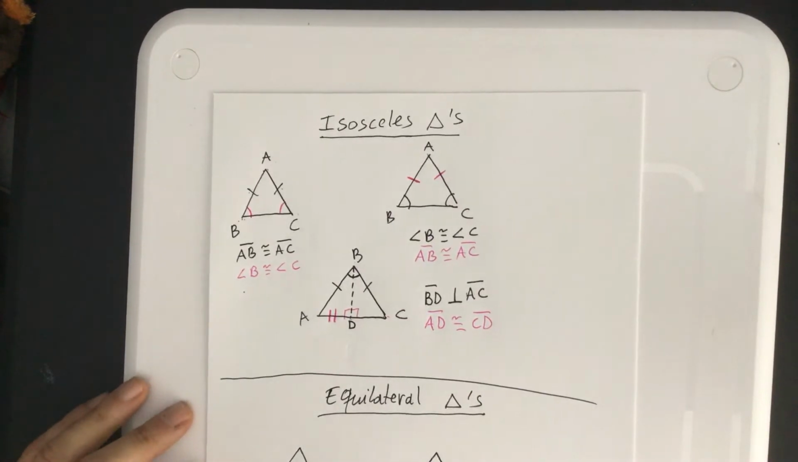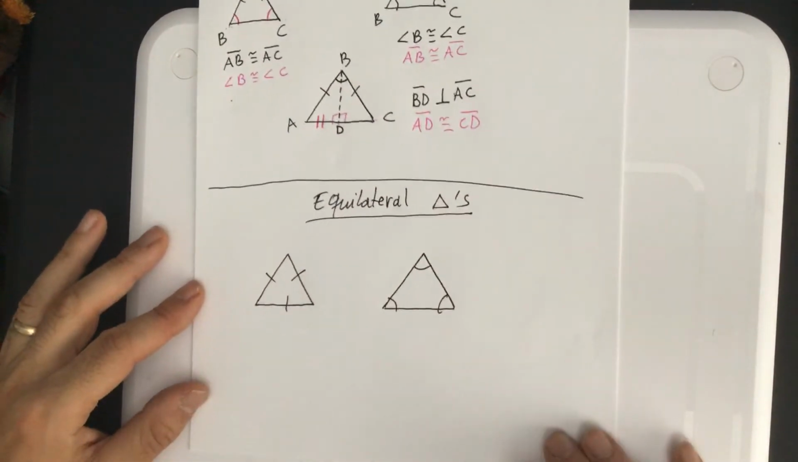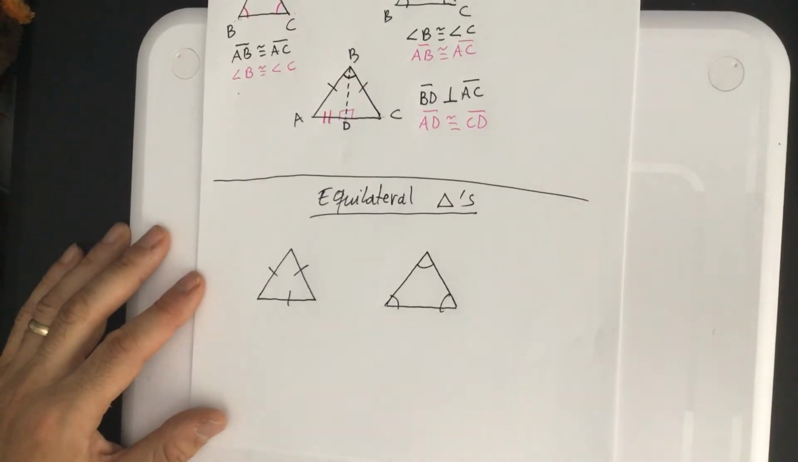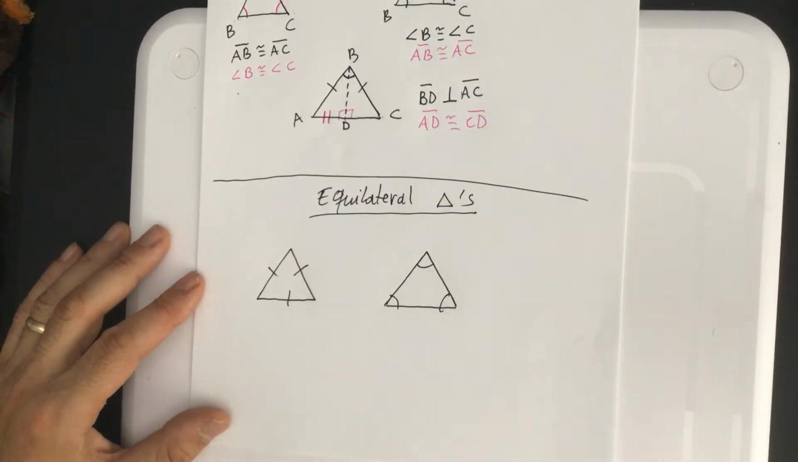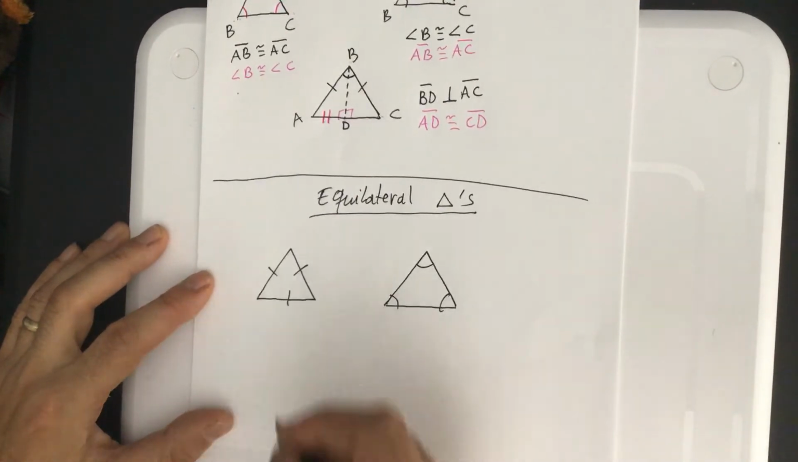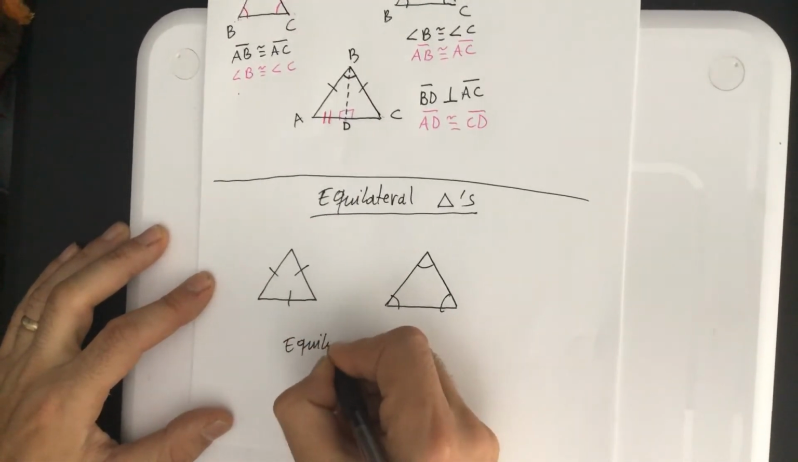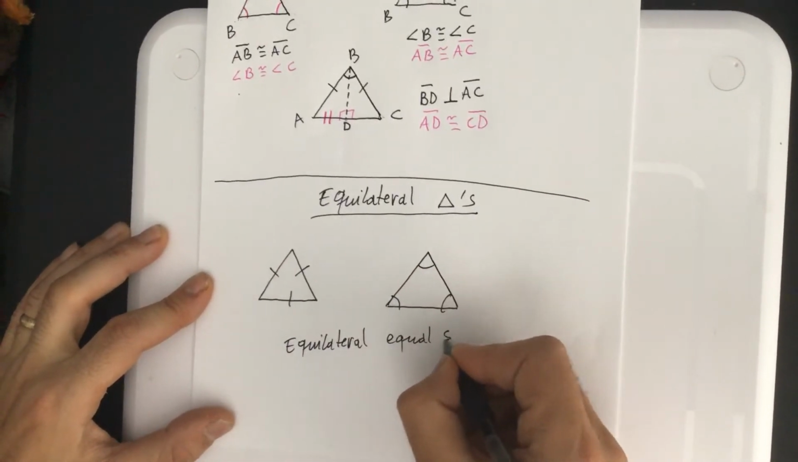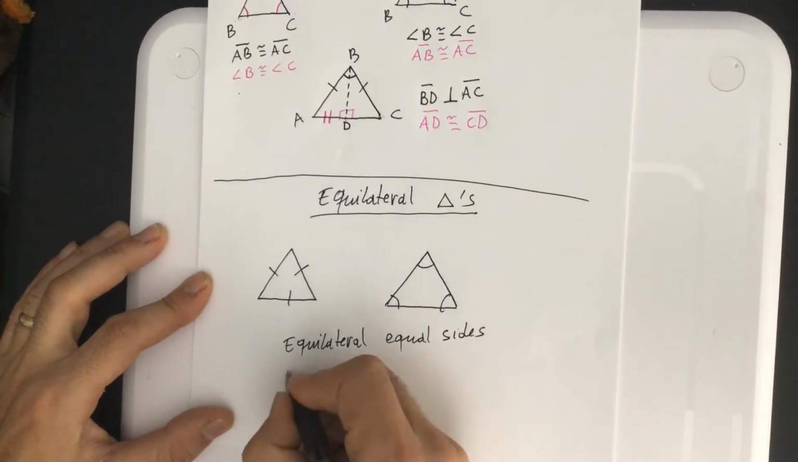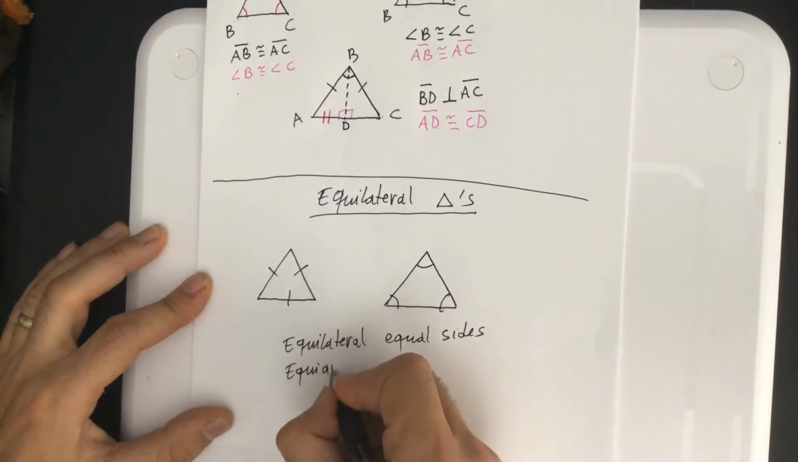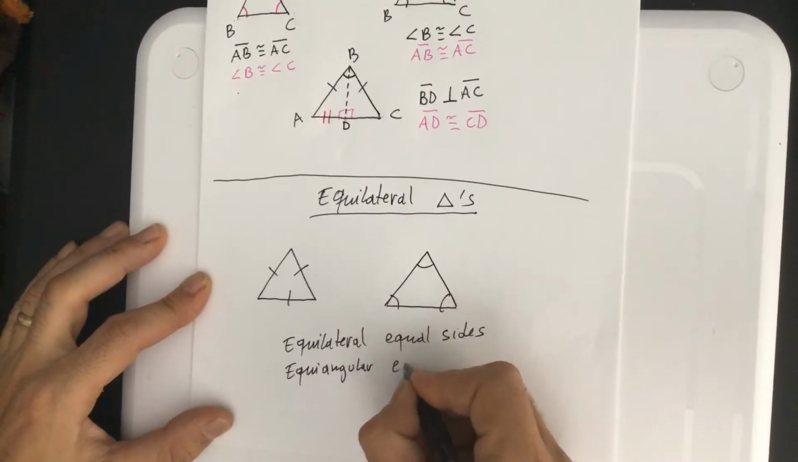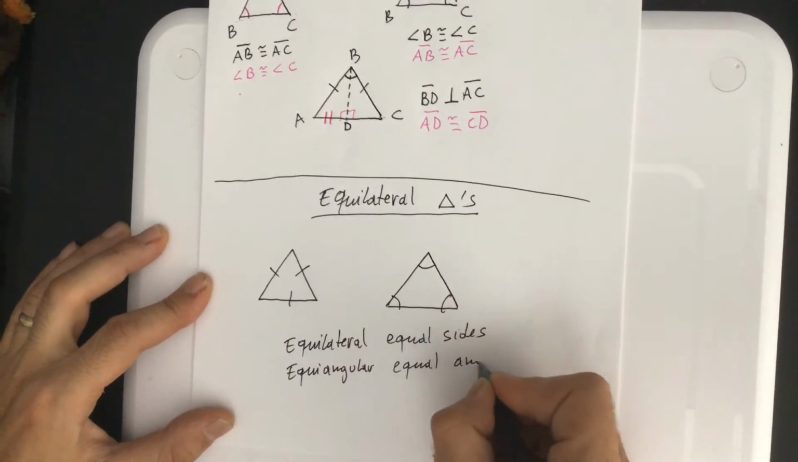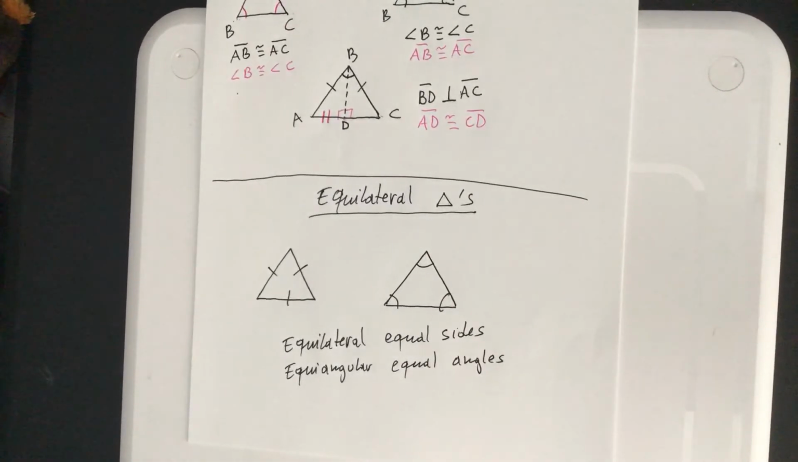Now let's talk about equilateral triangles. An equilateral triangle is basically a triangle that has equal sides and also equal angles. So an equilateral triangle is also an equiangular triangle. So equilateral, equal sides; equiangular, equal angles. So every equilateral triangle is also equiangular.